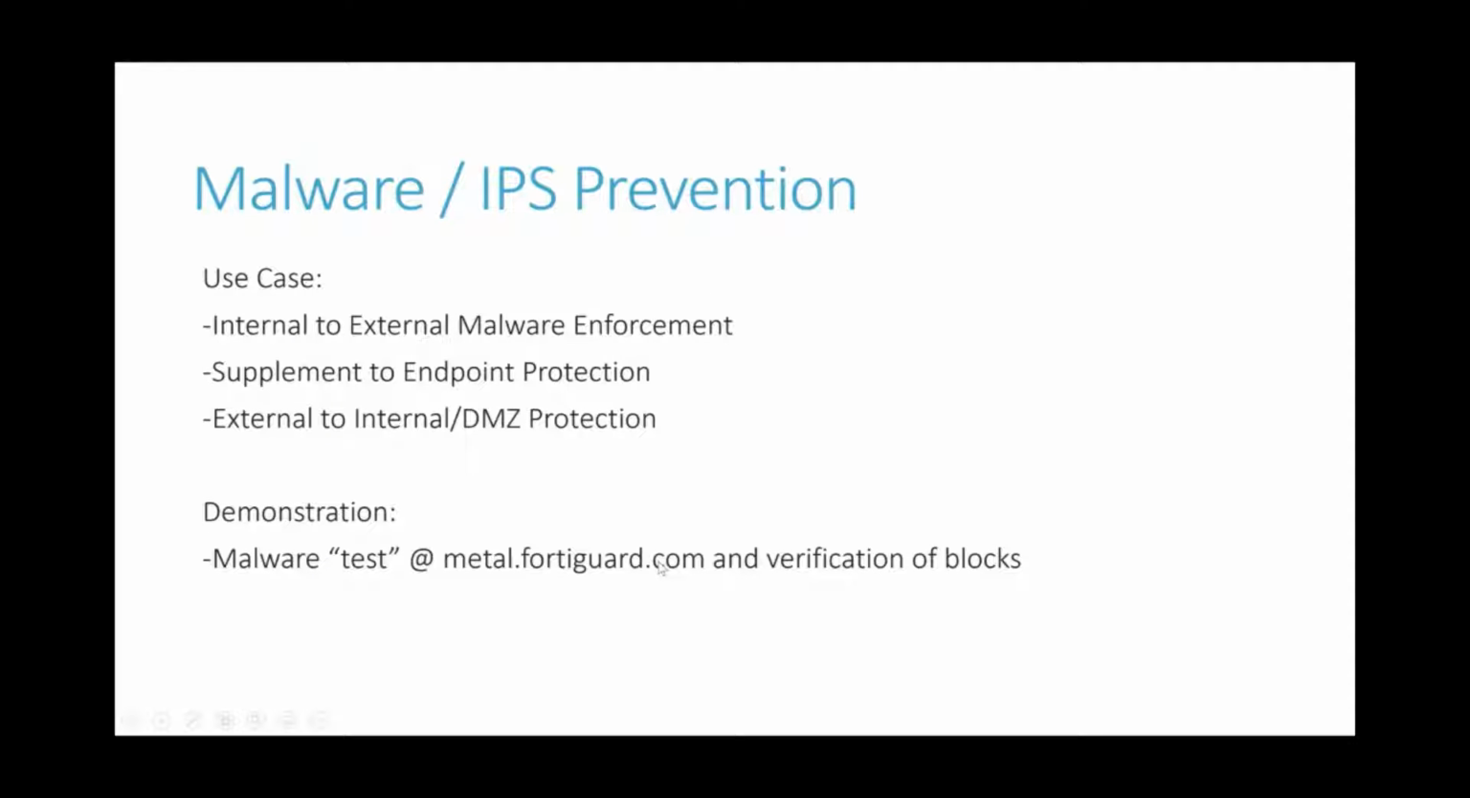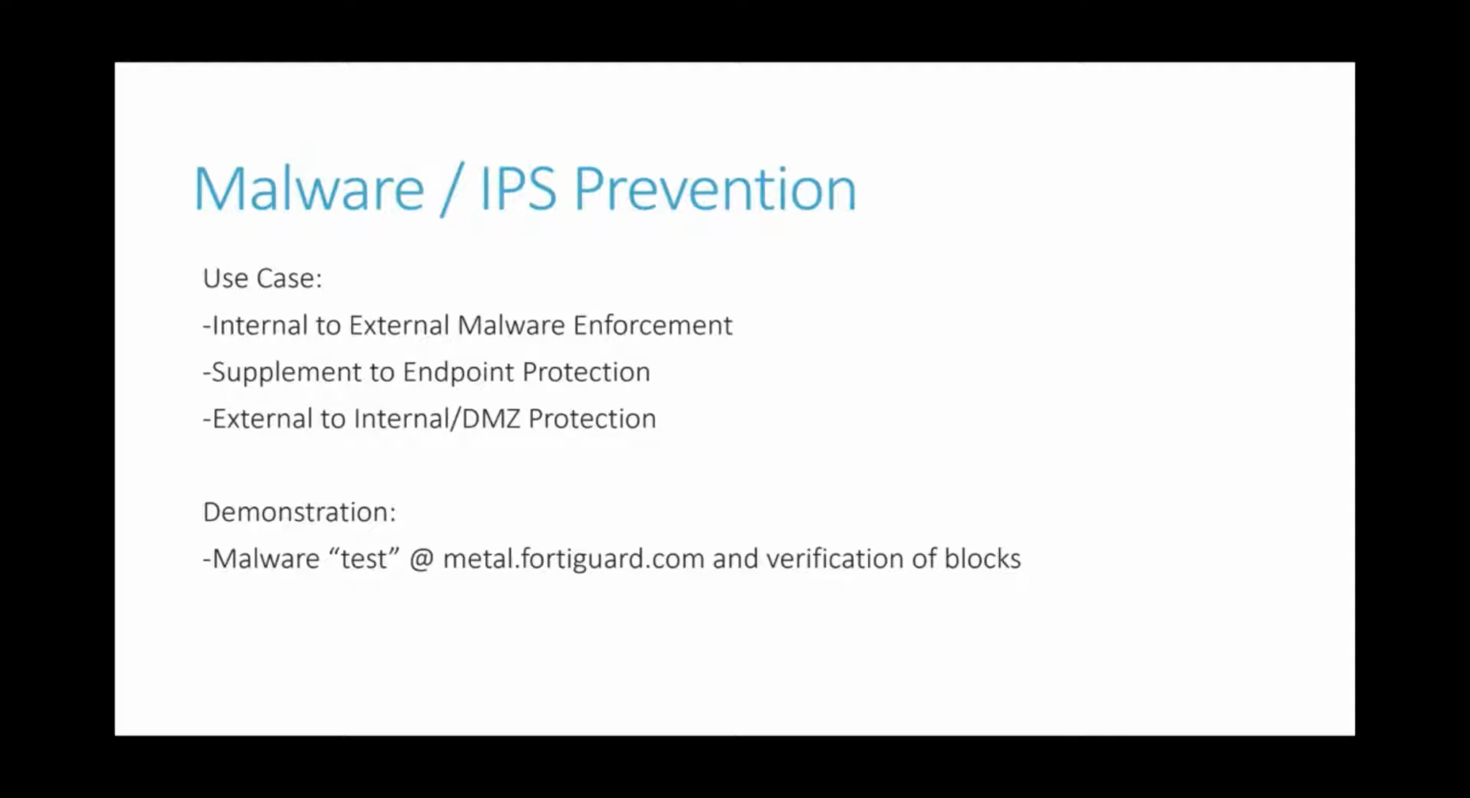So this is going to be one of our biggest ones. This is point 3. This is malware and IPS prevention. Pretty much what the firewall is meant for, and really security in a nutshell, is protecting against malware and intrusion prevention from bad actors coming from outside your network, coming inside. So our use cases here are going to be internal to external malware enforcement.